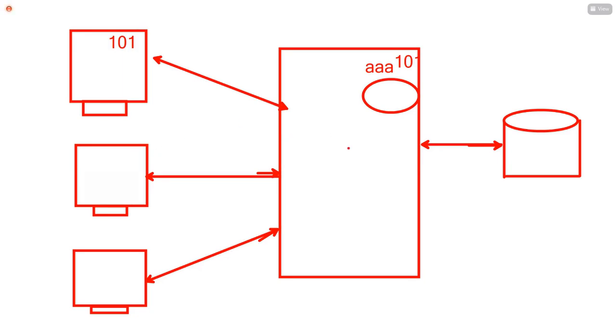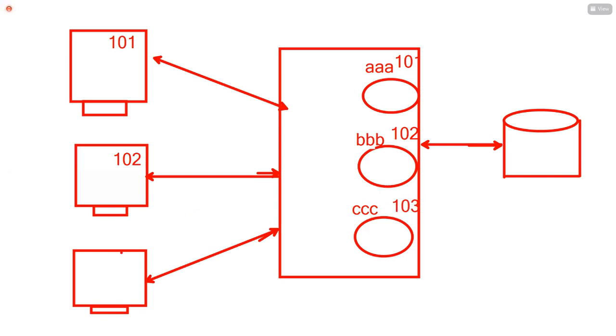Now, for the second user also memory is allocated. Username BBB. Now here ID 102 is created. That ID is passed to the client system, stored in cookies or appended to the URL. Here also the same style. CCC user, session ID 103, and the password is stored.